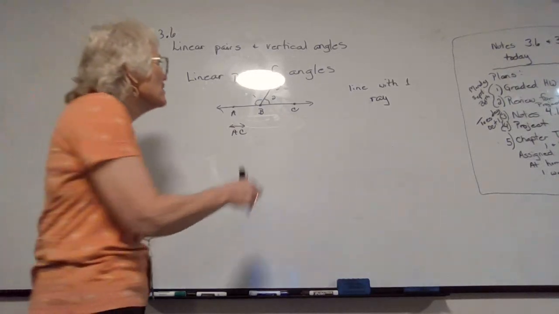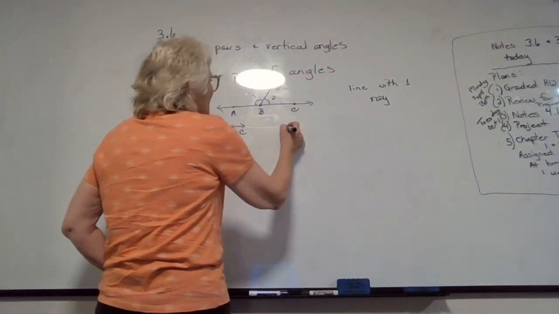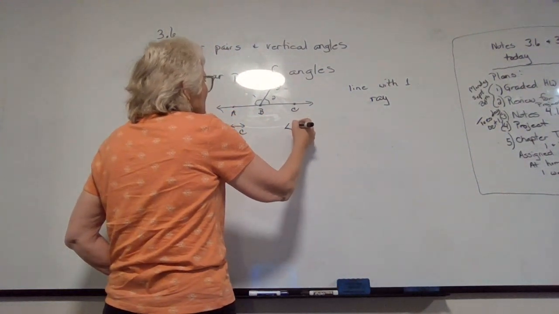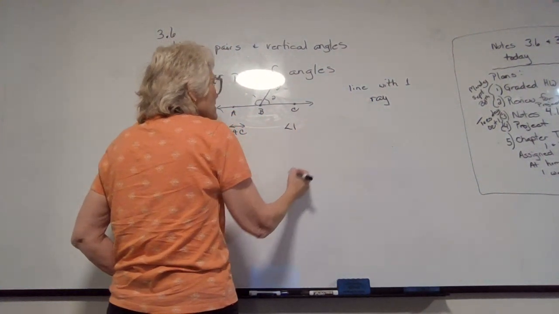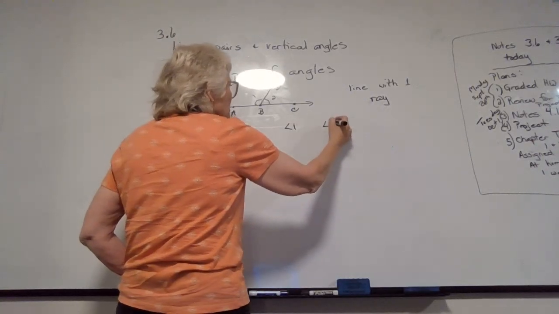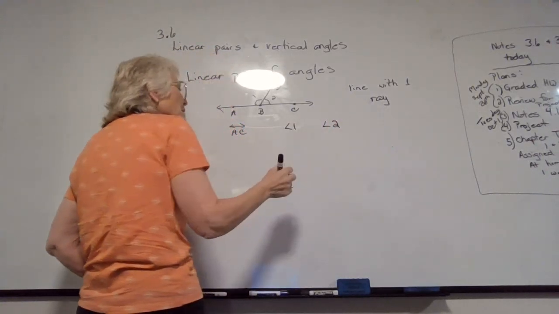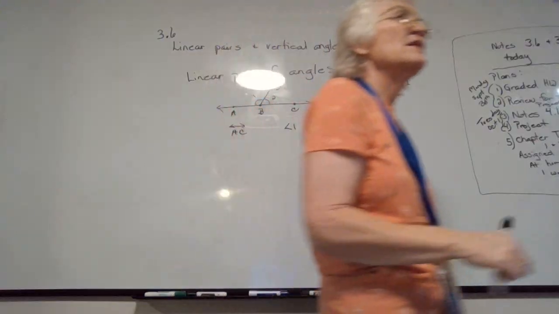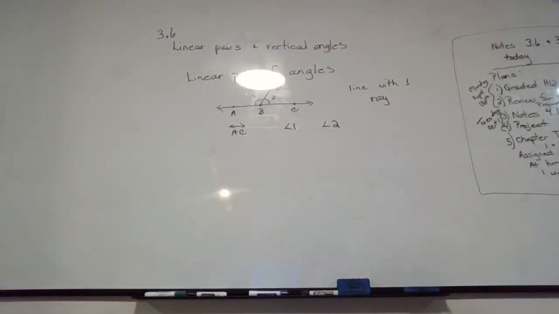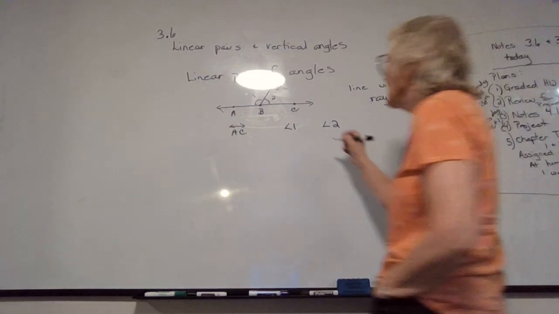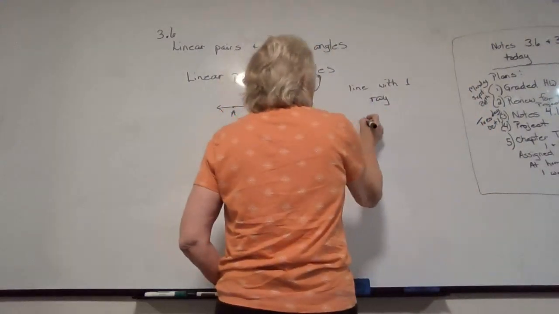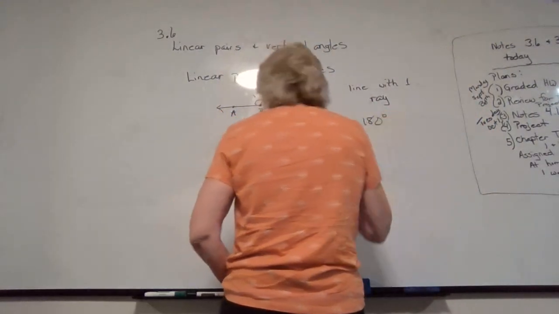Okay. So here we know that angle 1 and angle 2 are on this linear pair. What do you know about angle 1 and angle 2? They form a line, so what do we know about them? Yes? They add up to 180 degrees. So if I add these together, they equal 180 degrees.